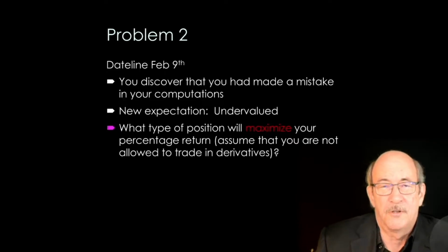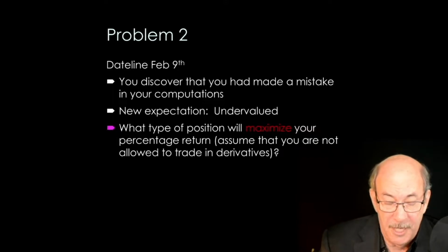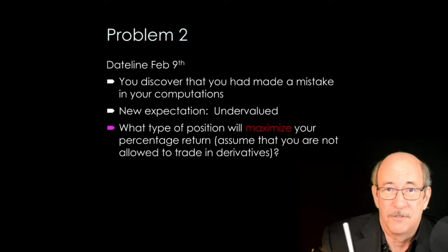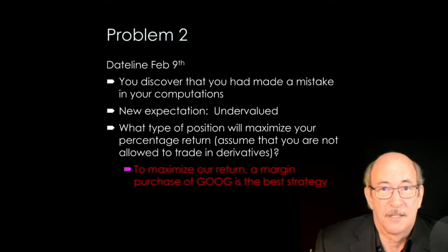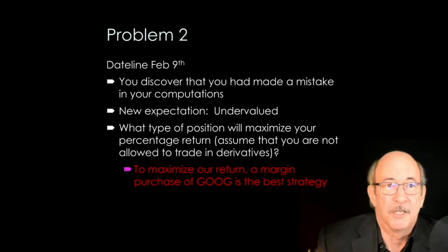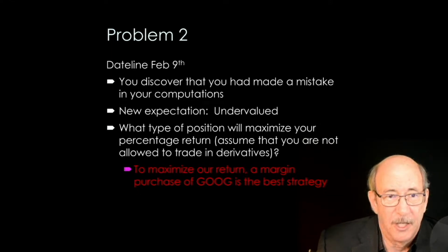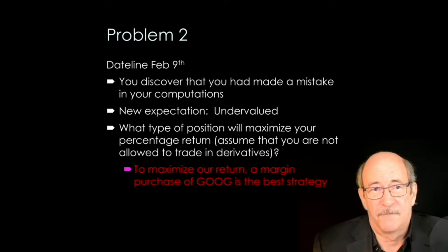So what do we do to create a position that will maximize our return, given that we don't have the capacity to trade in the futures market or options? Well, the answer is we use a margin long position. So we borrow money to create some leverage. It's not quite as levered a position as a futures position or an options position, but it still does give us some leverage. The maximum leverage that our broker is able to give us is 50%.